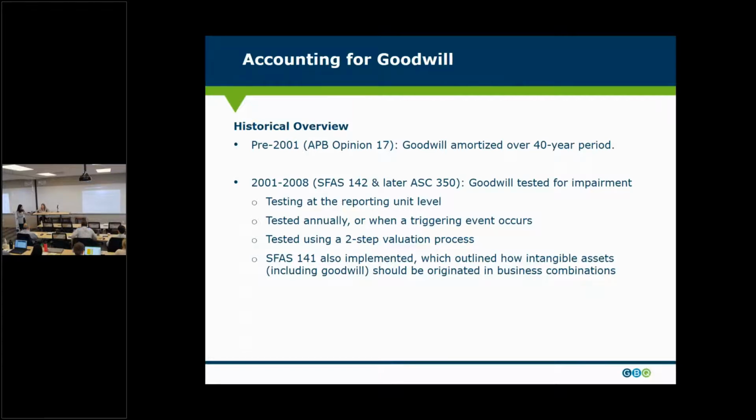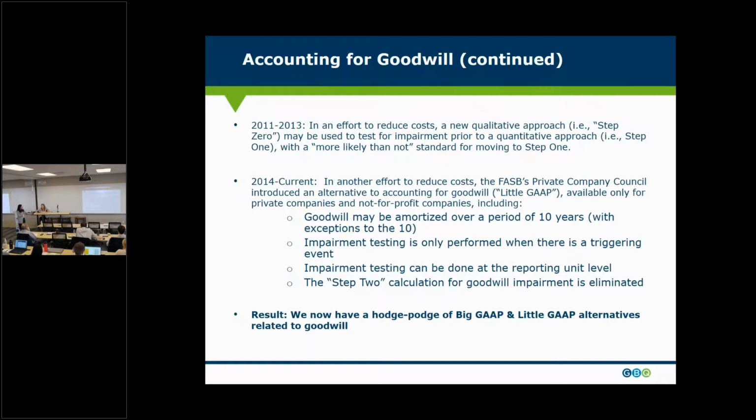So just to give you an accounting history for goodwill, pre-2001, there was no testing for impairment, you just amortized it over a 40-year period. Then 2001 to 2008, you would test it for impairment at the reporting unit level. When a triggering event happened, you had a 2-step process. And that was also when 141 was implemented. That's now what's called ASC 805. But that was also in conjunction with this purchase price allocation methodology. Then in 2011, 2013, a new qualitative approach called Step 0 was used, prior to testing for impairment. And so it's kind of like a more likely than not basis for moving forward with it.